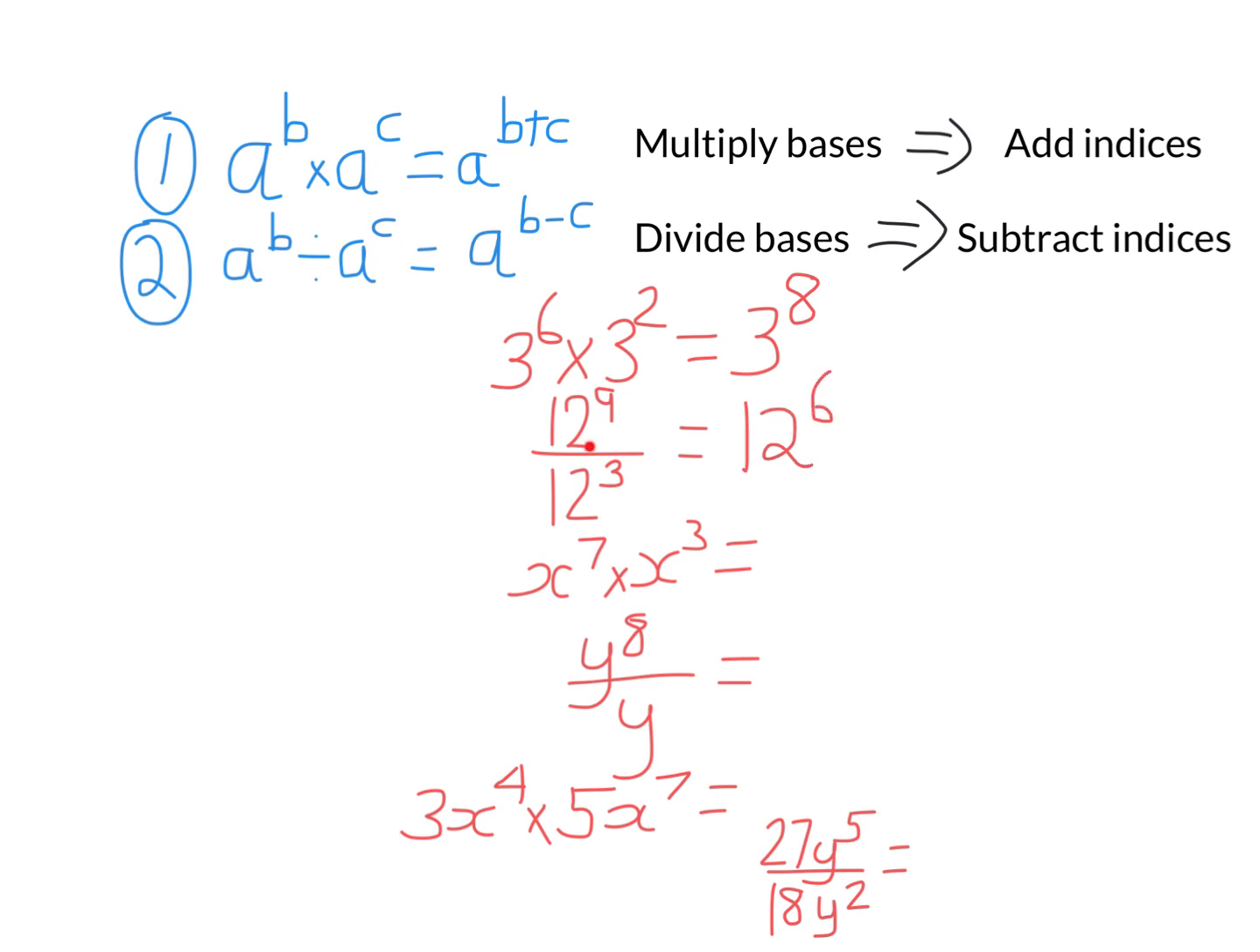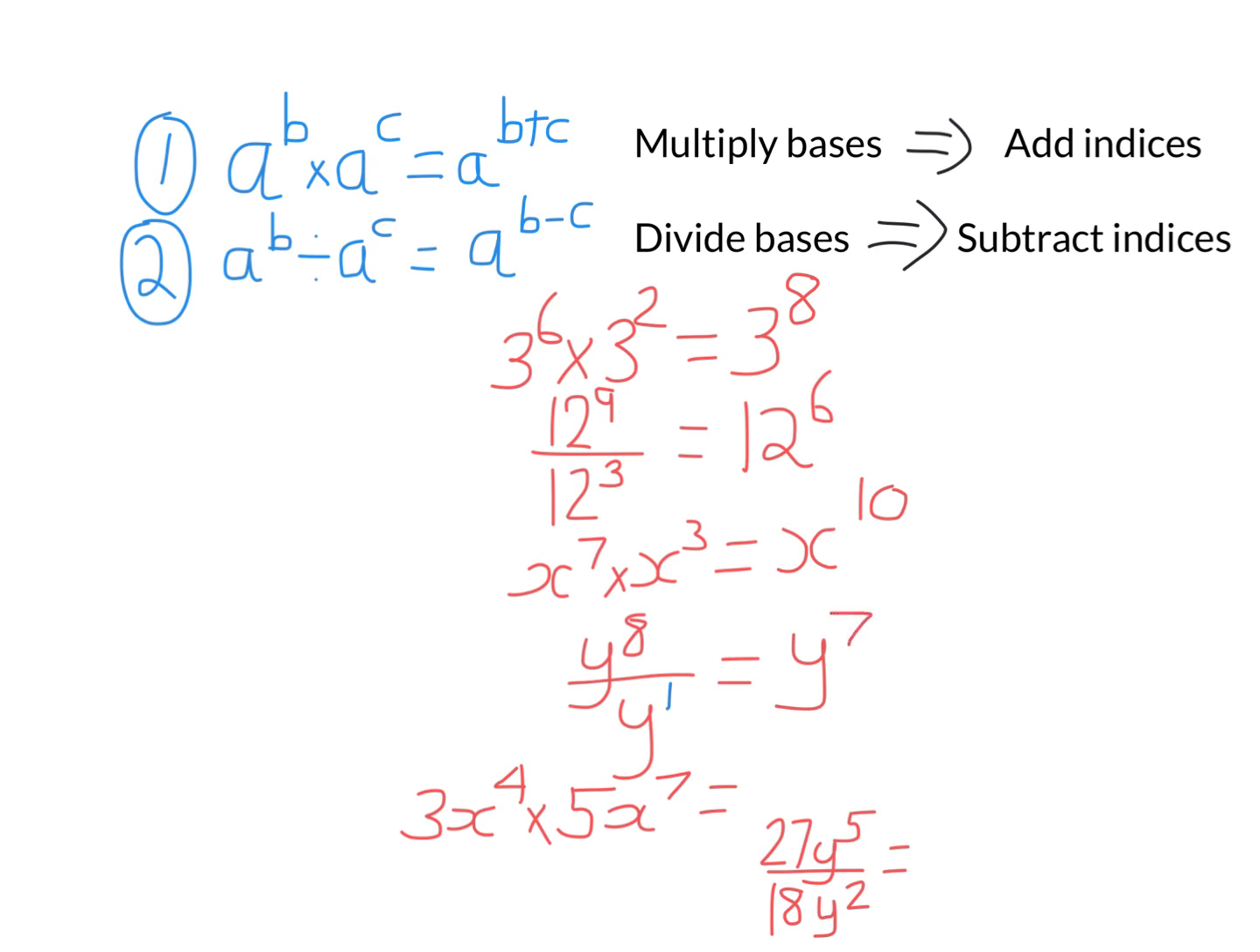If it works for numbers, it'll also work for pronumerals or letters. So for x to the power of 7 times x to the power of 3, keep the same base, add the powers. So when doing this one, y to the power of 8 divided by y, you do keep the same base. But remember, y is the same as y to the power of 1. So here I'm going to subtract the powers. It's 8 minus 1, which gives us 7.